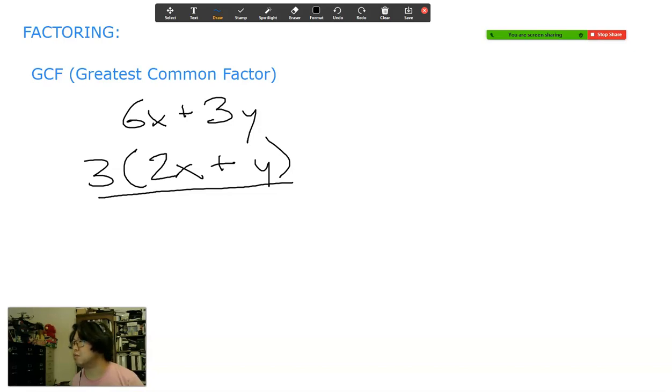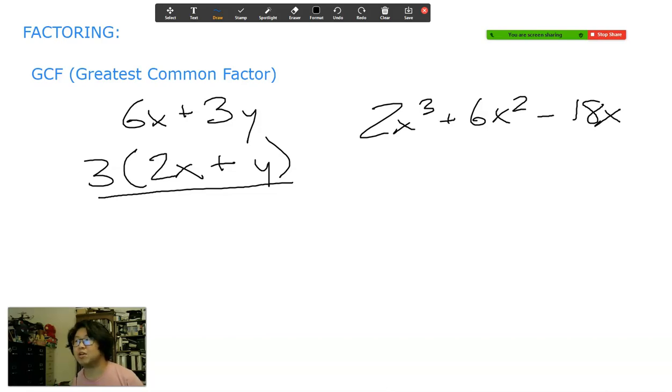So we do 2x cubed plus 6x squared minus 18x. Let's go with that. Sorry. Okay. So in this case, not only do I have numbers in front of all my x's, I see that each of these numbers is even, so I could take out the 2 definitely. But each of these terms also has an x, okay? So I can also take out this x part. And what I'm left with is, remember, you kind of divide each piece by what you're taking out.